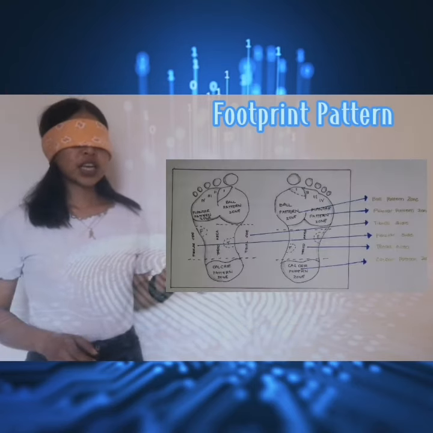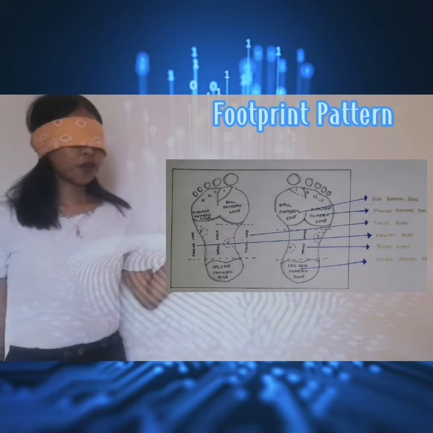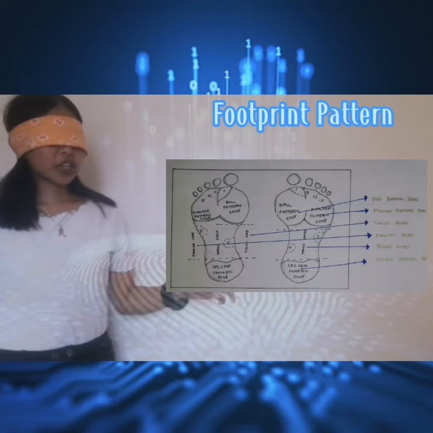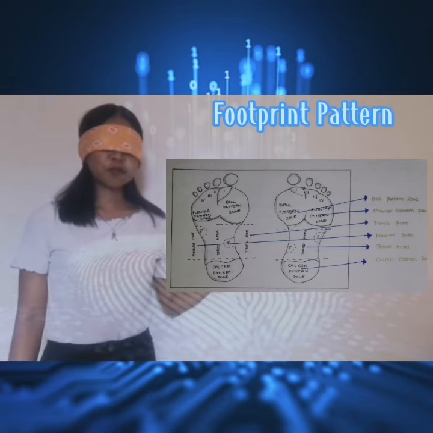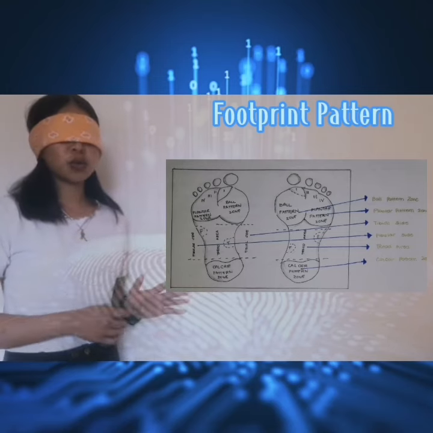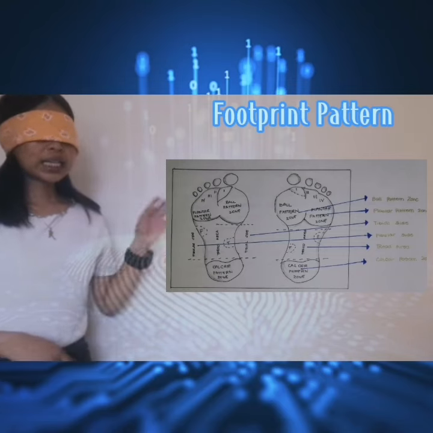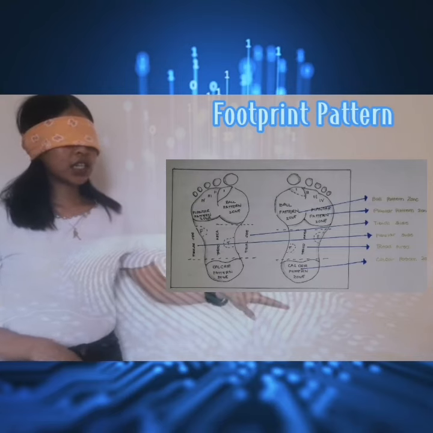The ball zone is found below the base of the big toe. The plantar pattern is the space below the base of the four lesser toes, beside the ball zone. Next, the calcar zone. It is the pattern located at the heel.